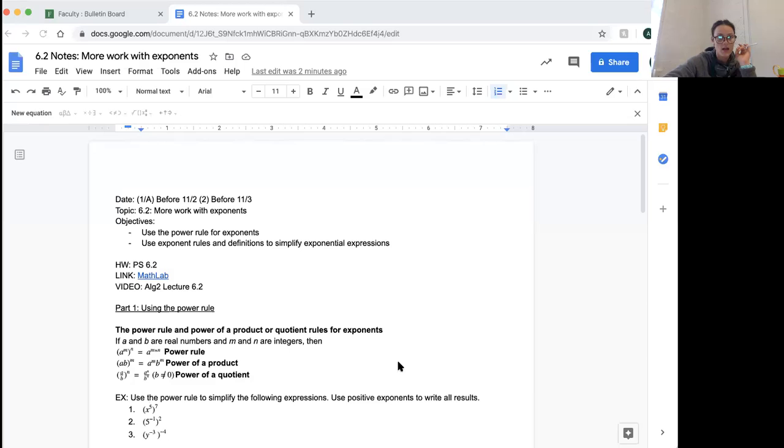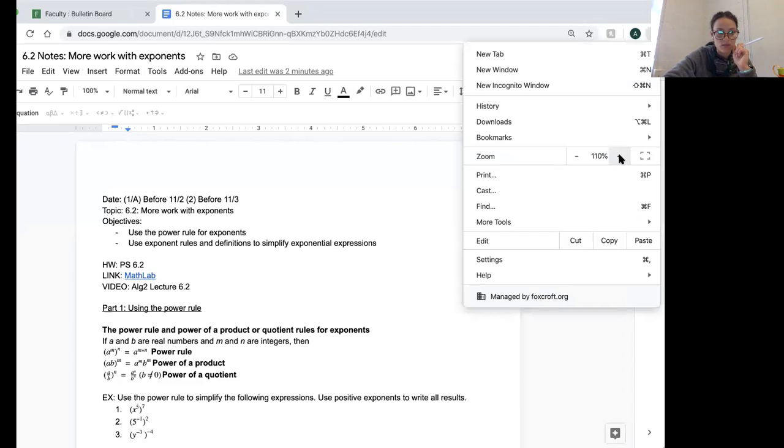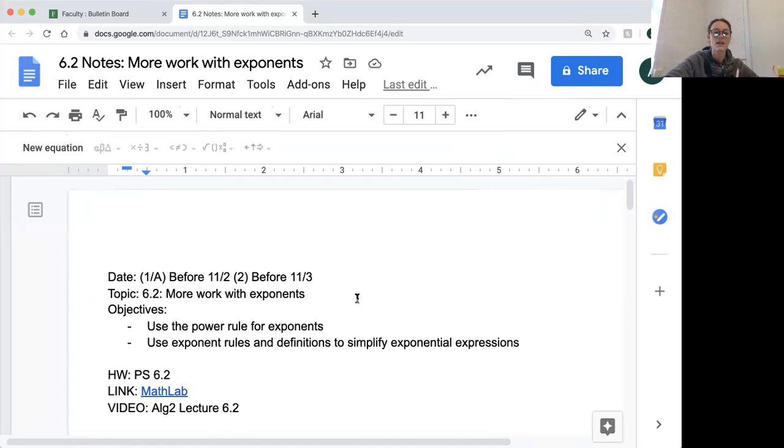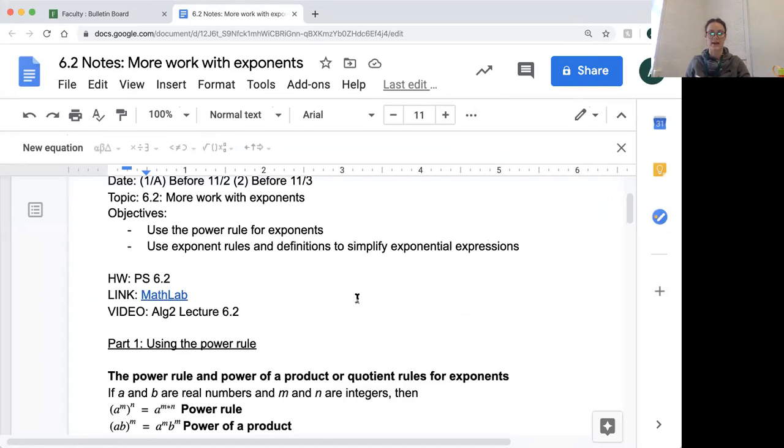Okay, here we are. Let me share my screen with 6.2. So we are going to be doing more work with exponents in this video. This is part 6.2. Let me zoom in so you can all read it well, and let's get after it. 6.2 is more work with exponents.